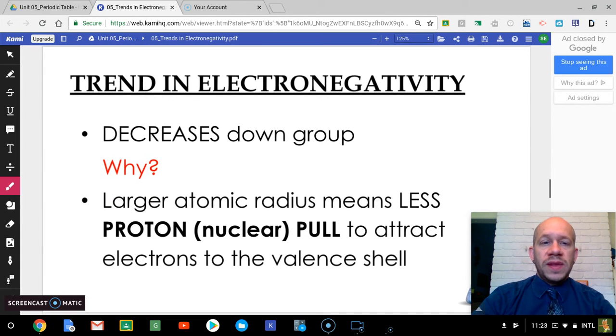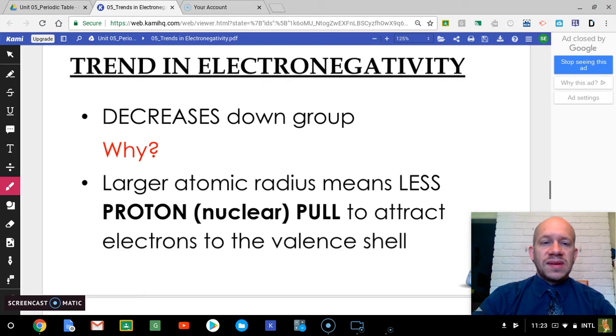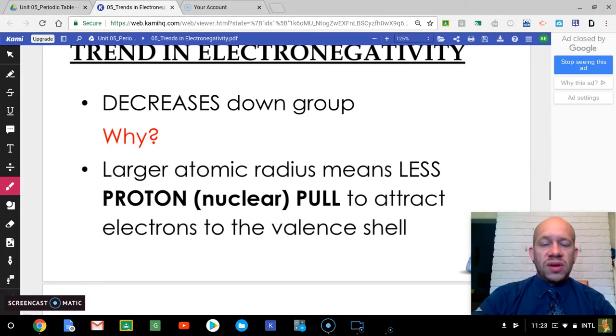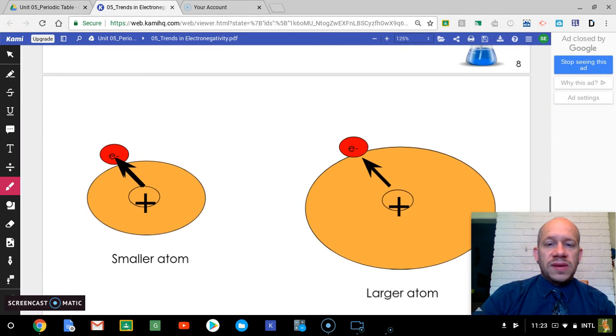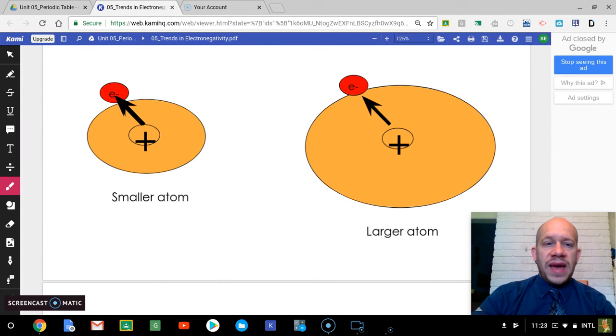Going down a group, the electronegativity trend decreases because there's a larger atomic radius, which means there's less proton pull to attract those electrons to the valence shell. So using the same visual, if I have a smaller atom, I'll have less space to reach across, so I'll have a greater pull on anything at the edges or near me. If I have a large atom, I have a greater distance to pull through. So those electrons on the outside, I have less pull on, and anything next to me, I have less pull on.